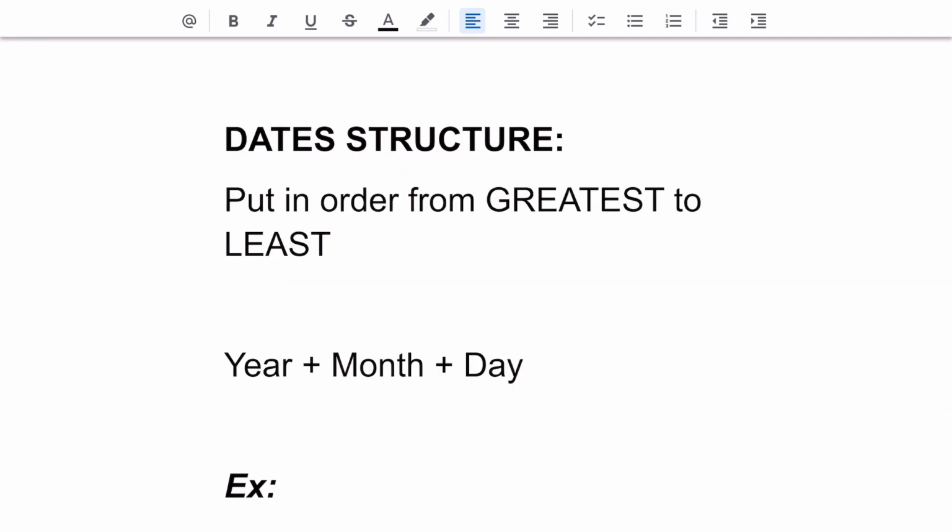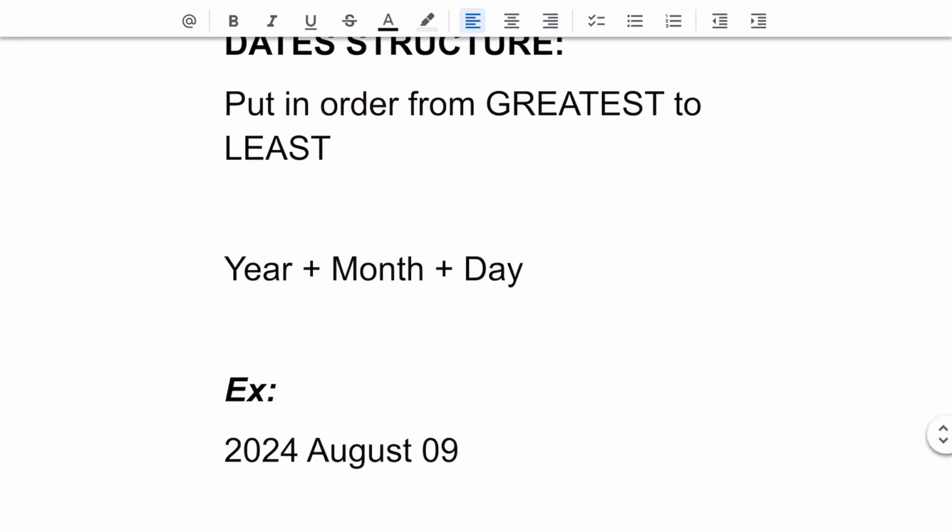A lot of countries are different. Some put the month first and the year last. Some put the year first and then the month. Korean goes kind of greatest to least. So we start with the year, then the month, and then the day. So for example, today's date would be 2024 August 9th.